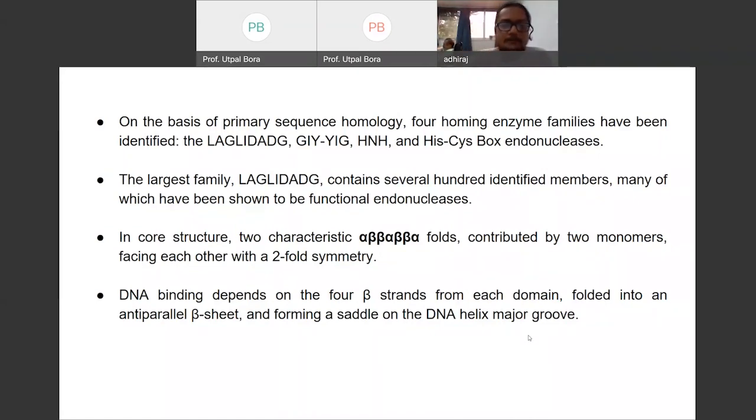So the DNA binding depends on the four beta strands, of course, from each domain, folded into an antiparallel beta sheet and forming a saddle on the DNA helix major groove, right? Major groove, minor groove, I think a lot of discussion was done yesterday, so I need not talk about it anymore.